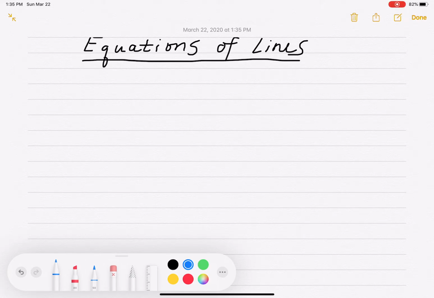We recently looked at the slope of a line. We don't want to forget that. So we want to transition into actually finding the equations of lines. Let's say we start with a point and a slope.